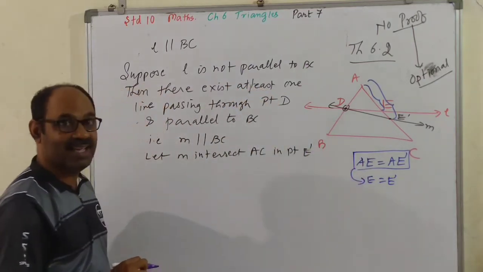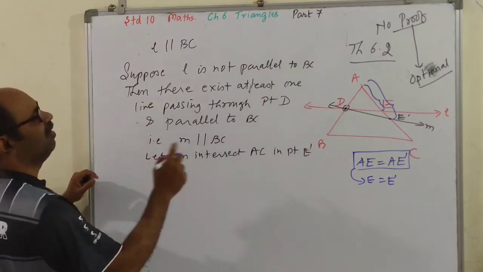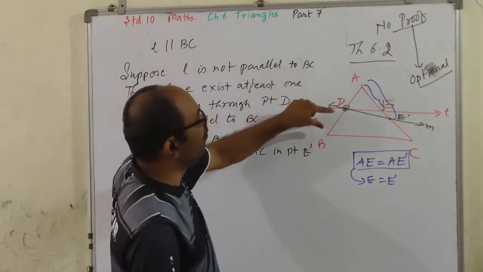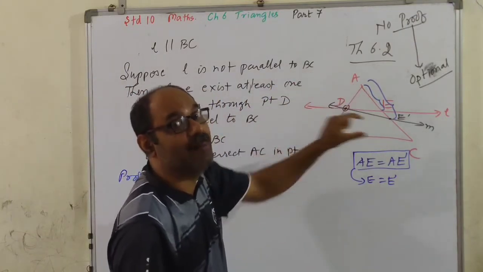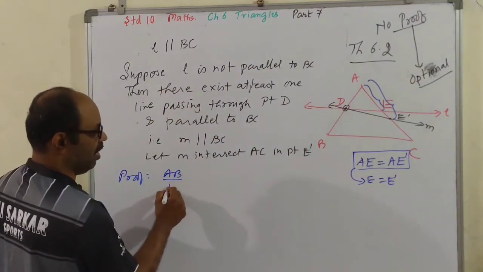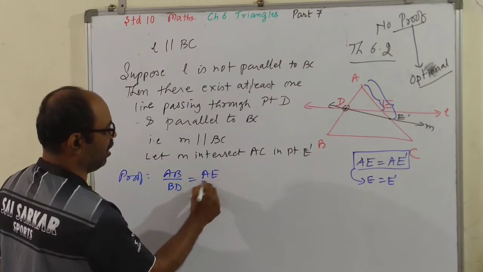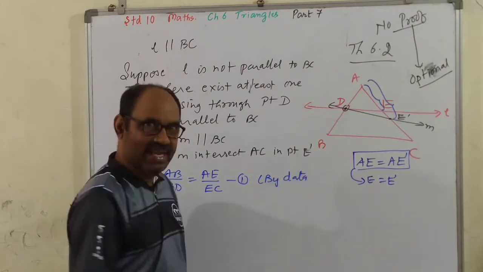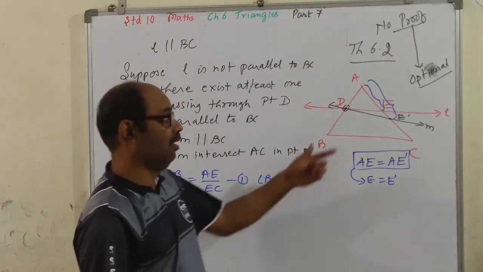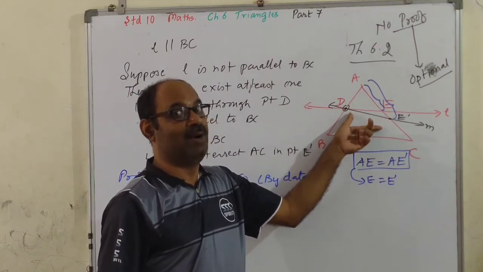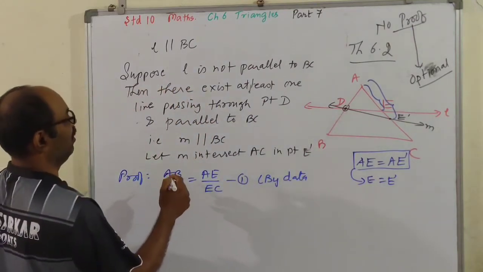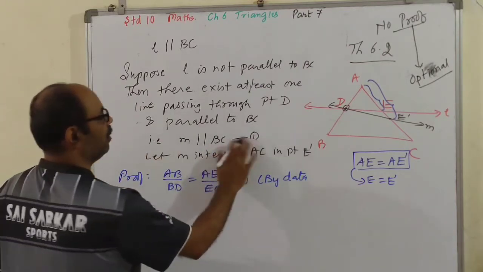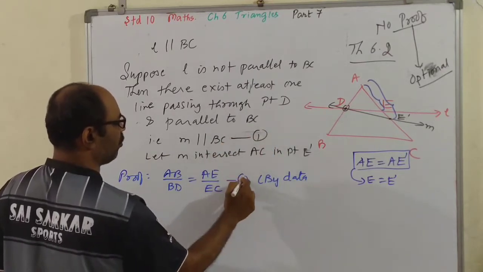And for that, what did we do? Well, it is all okay. This is the proof. AD upon BD is equal to AE upon EC. This is already given. Result 1 by data. It is given in the data, right? But line L we have now called parallel to line M. So I'll call this 1 and this I'm going to call 2.